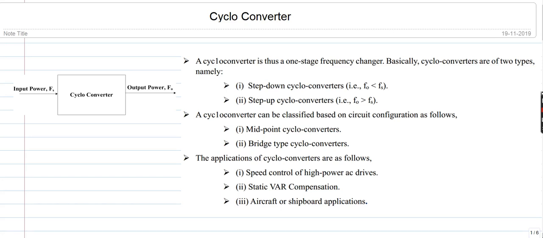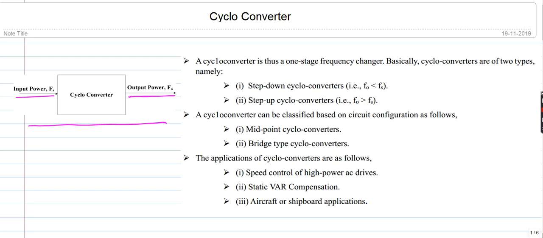Welcome to all. In this lecture session, we will see the cycloconverters and some of its configurations. So here the basic block diagram of cycloconverter is shown. Cycloconverter basically converts input power at one frequency to output power at a different frequency. It is basically a frequency converter. Whenever the application requires variable frequency with the available source of fixed frequency, cycloconverters will be used for those applications.